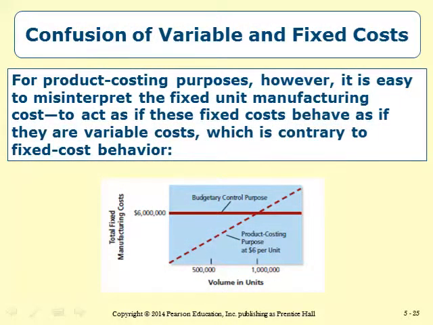For product costing purposes, however, it's easy to misinterpret the fixed unit manufacturing cost to act as if fixed costs behave as if they are variable costs, which is contrary to fixed cost behavior.